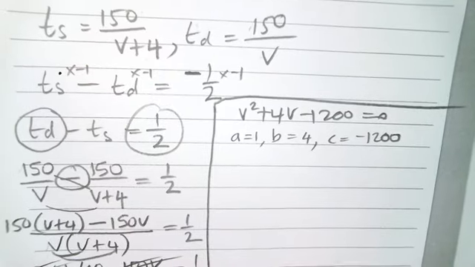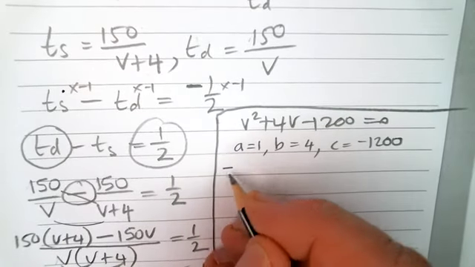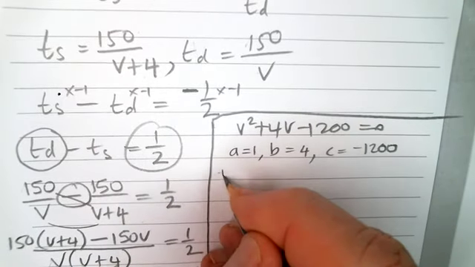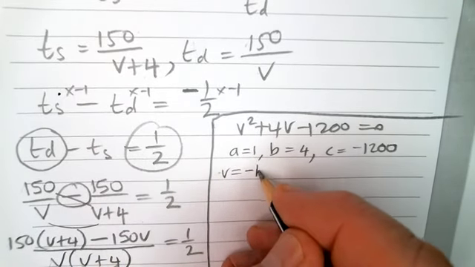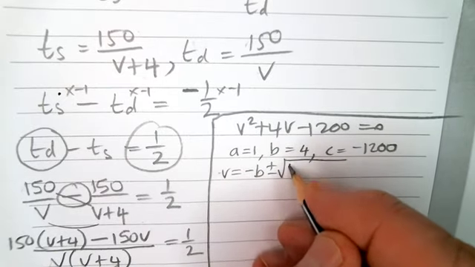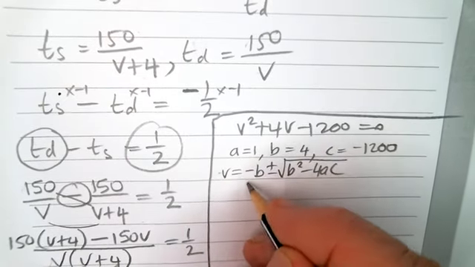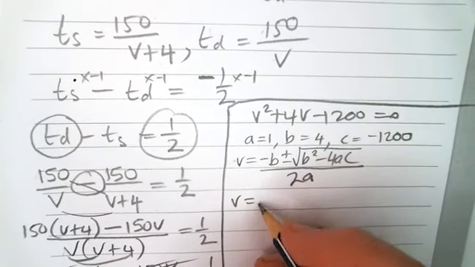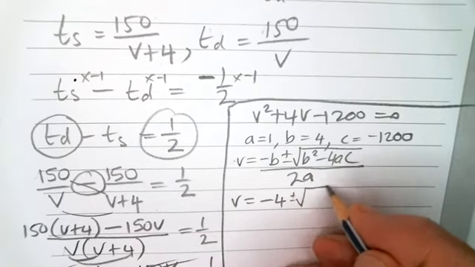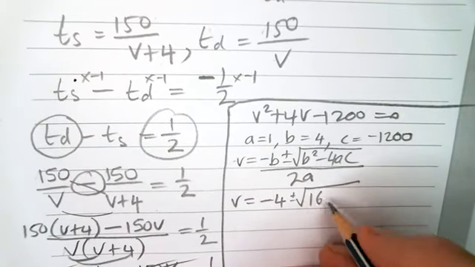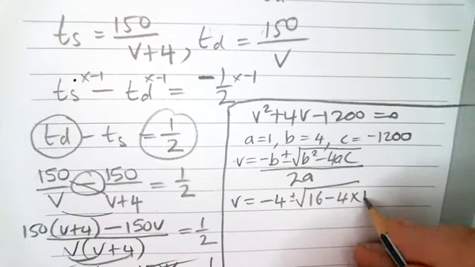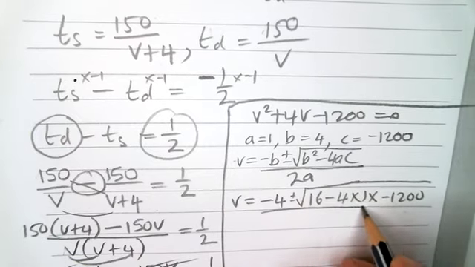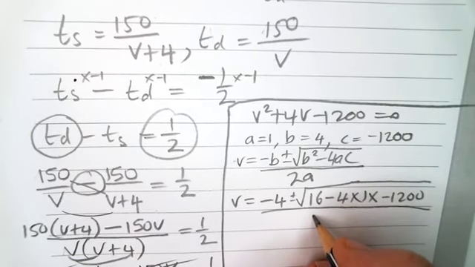Okay, there we go. So v is equal to negative b plus or minus the square root of b squared minus 4ac, all over 2a. Let's populate that with the info we have. Well, b is negative 4 plus or minus the square root of b squared, that's 4 squared, 16, minus 4 times a is 1 and c is negative 1200. All over 2 times a, or 2 times 1, is 2.